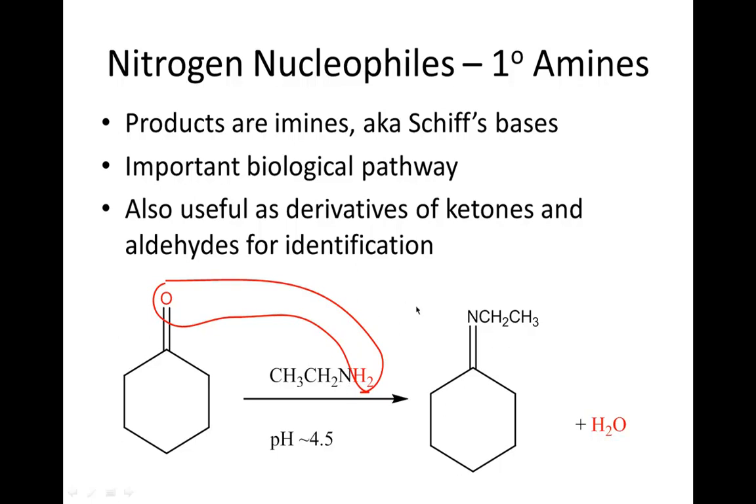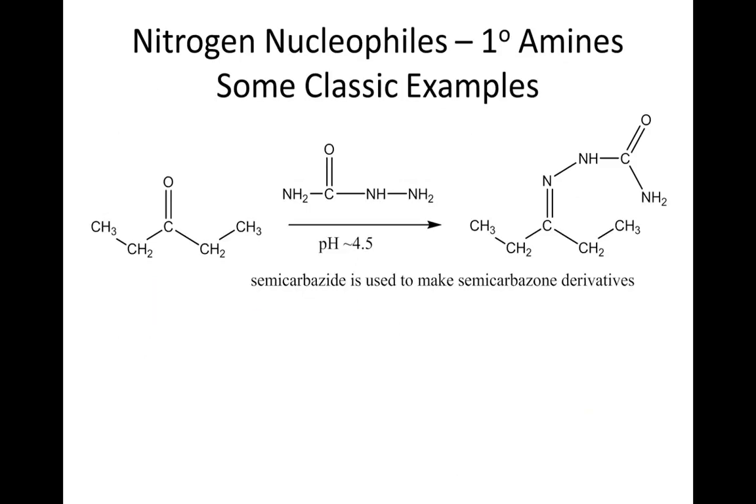But I am going to show you a few specific examples, because often they have been used as a way to identify ketones and aldehydes. So let's look at a few more examples. And these are pretty classic. This molecule right here is called semicarbazide, and you might think of it as a derivative of urea. Remember, urea just had nitrogen on either side of the carbon, and that would be an NH2 here.